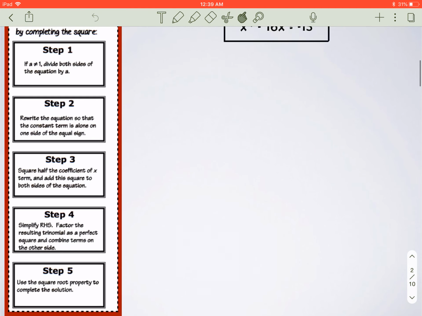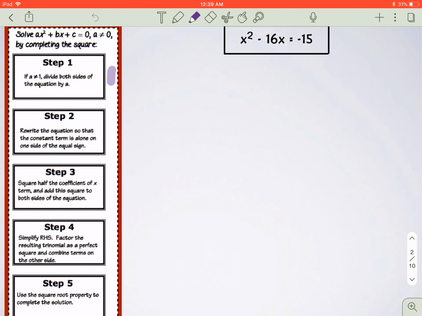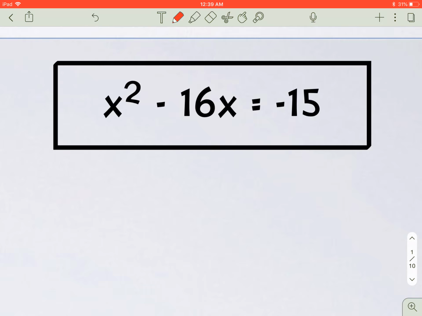If you notice on the left hand side, we have a bunch of steps, and this will be kind of your checklist of what to do first. Step one says if A does not equal 1, divide both sides of the equation by A. If we look at our equation, right now our A, even though we don't see its coefficient, does have a coefficient of 1. So our A term is currently 1 already.